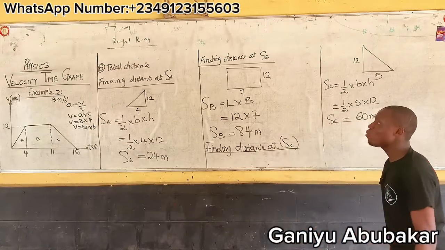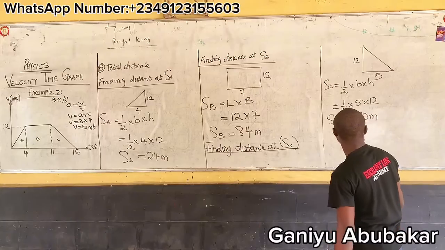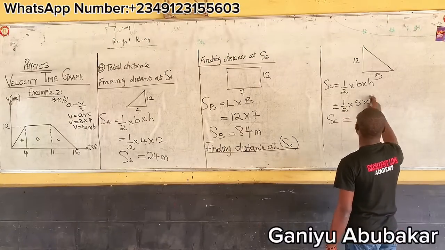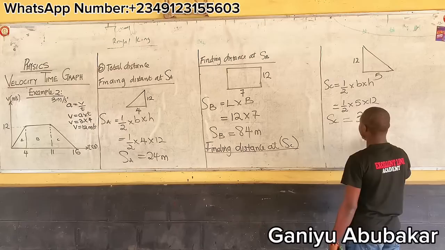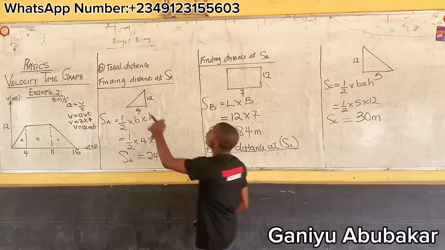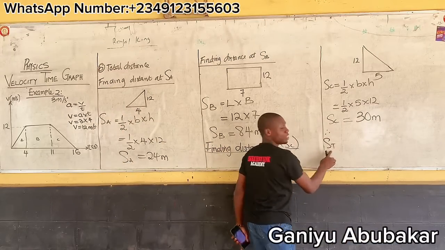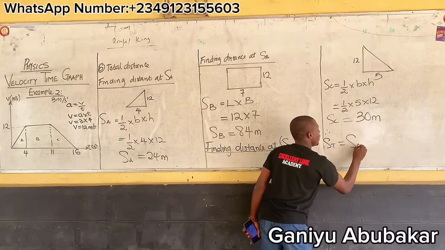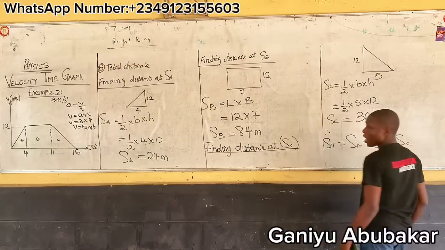Question says what? Find the total distance. So therefore total distance is SA plus SB plus SC.